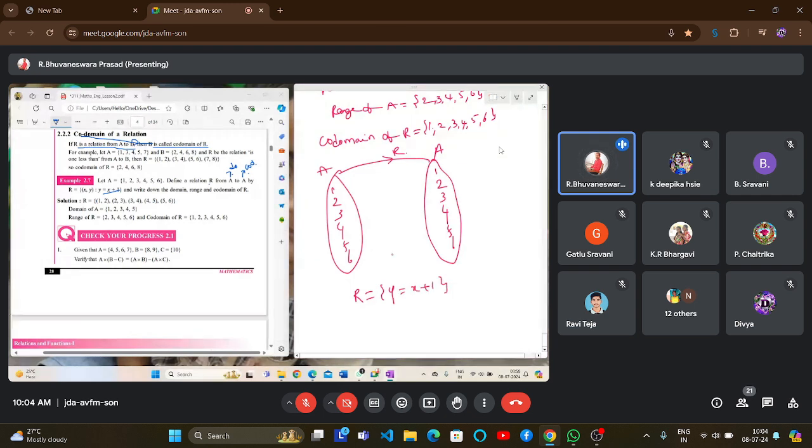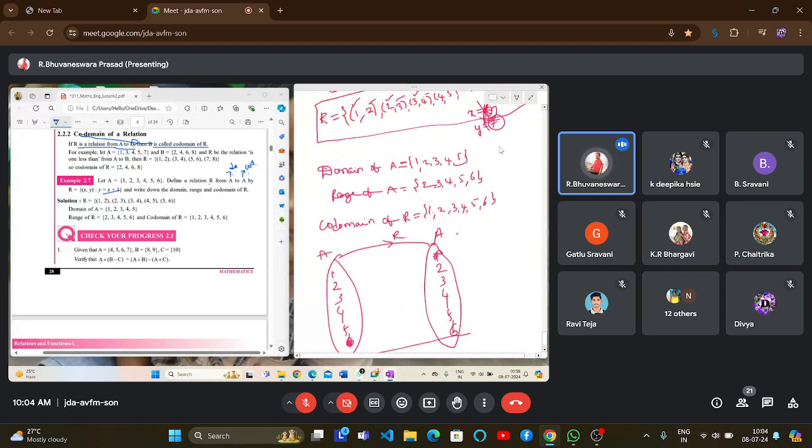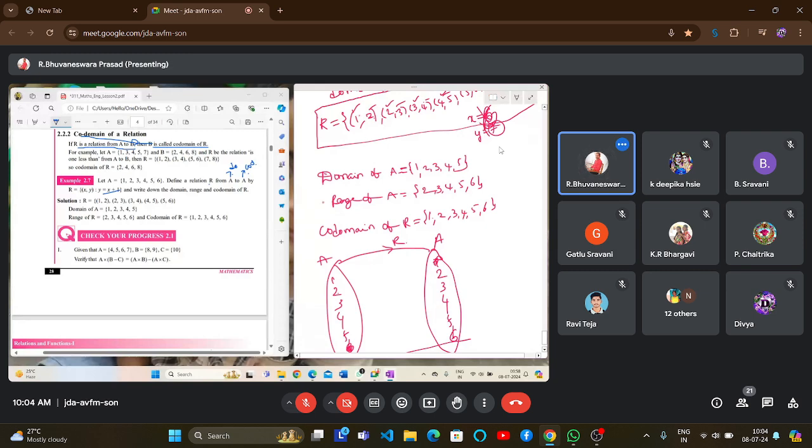Then this diagram will change a little bit. So 1, 2, 3, 4, 5. Here 6 is not there, and 1 is not there in set B. Only 6 elements: 2, 3, 4, 5, 6. So look at the first ordered pair, 1 and 2. So the first ordered pair is 1 to 2, and the next ordered pair is 2, 3. Next 3, 4. Next 4 to 5. Next 5 to 6. Okay, so this is the diagram of the relation.